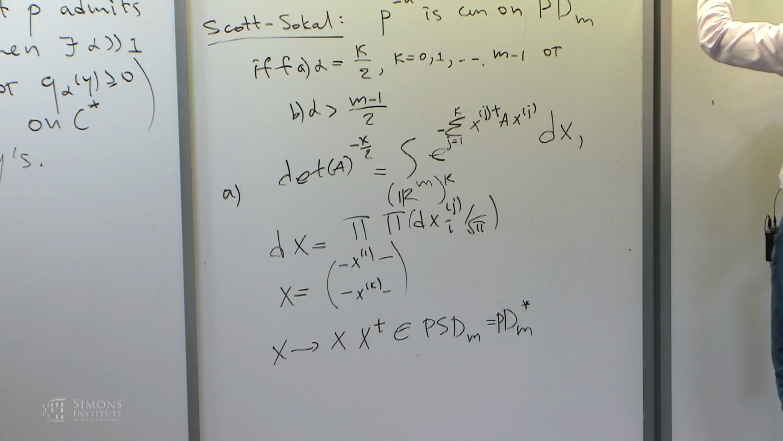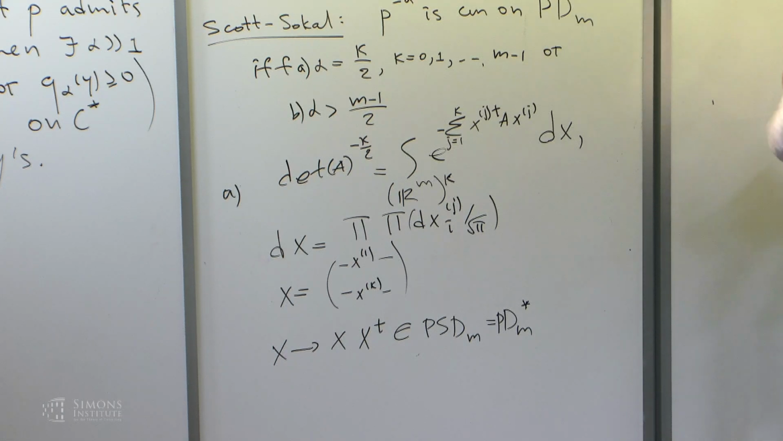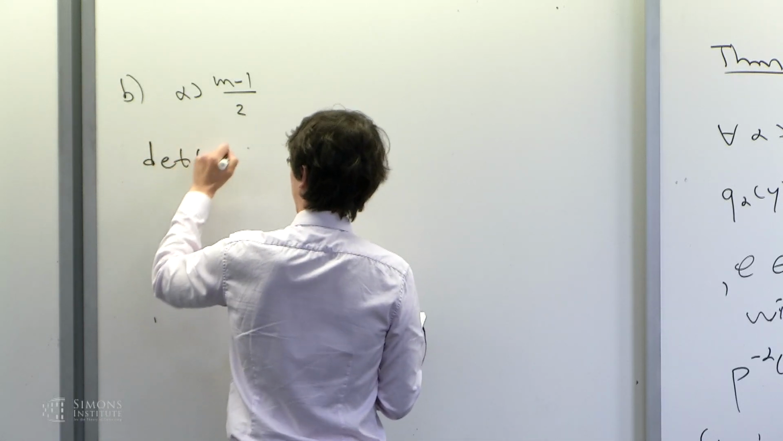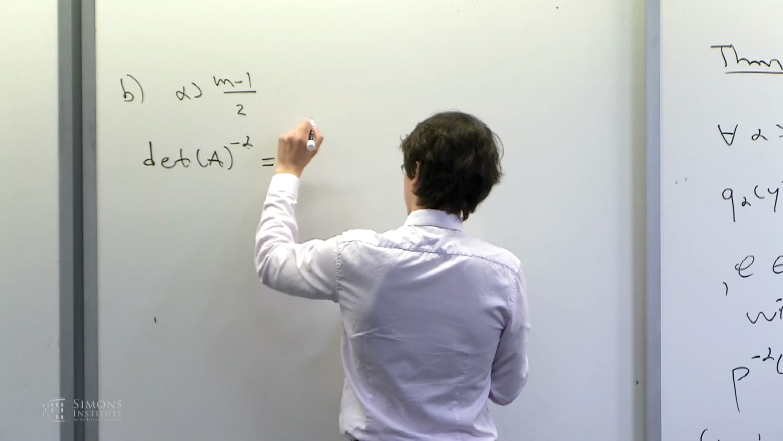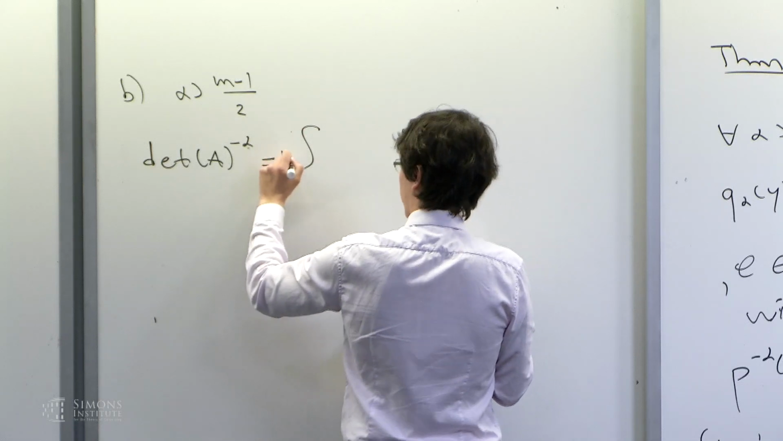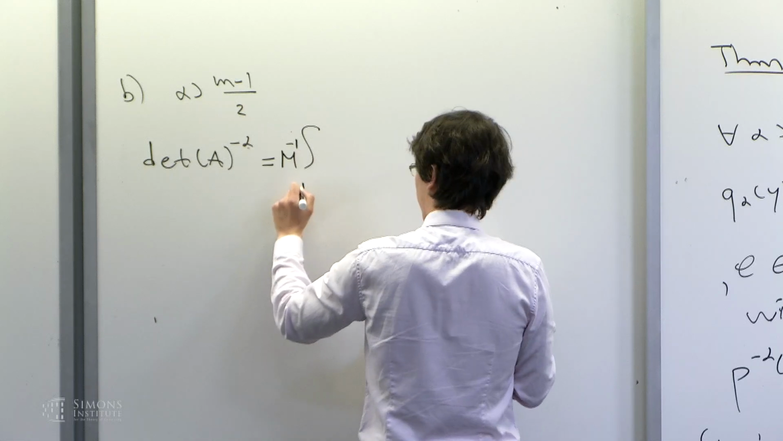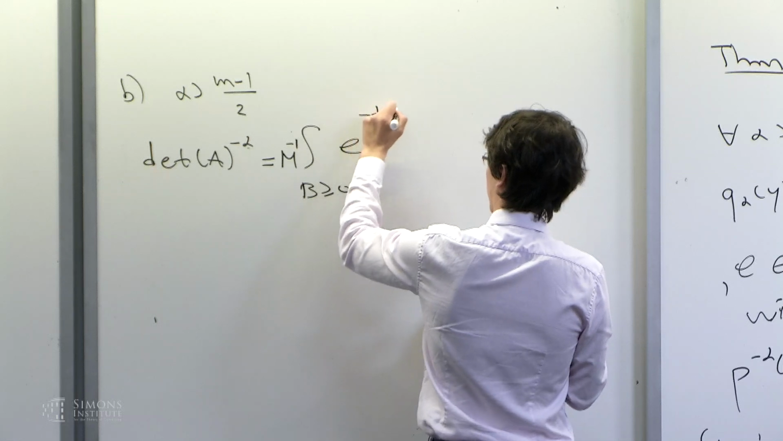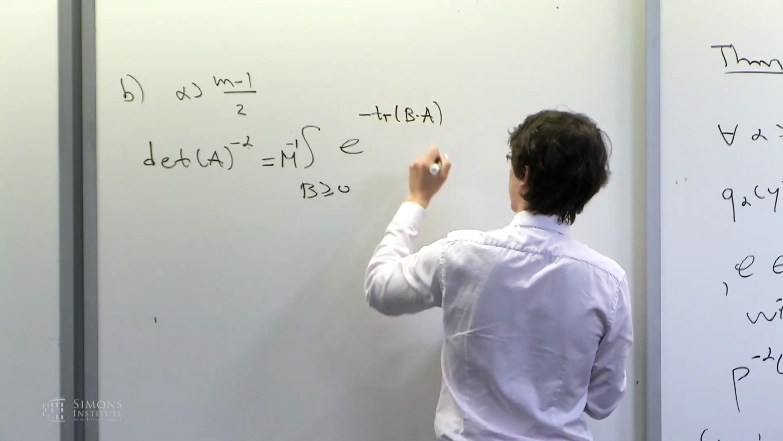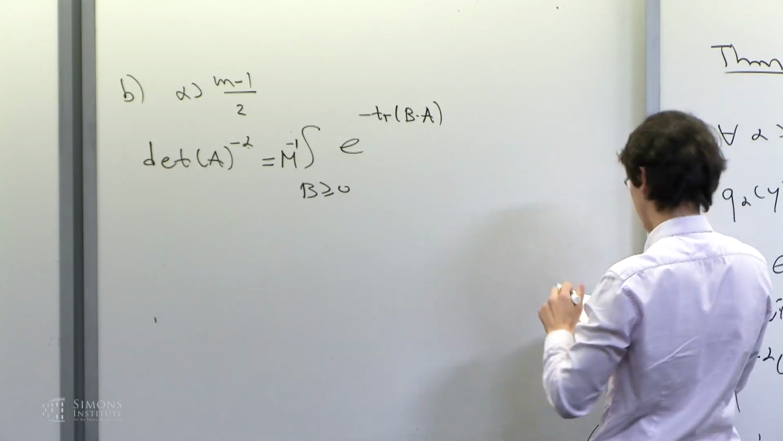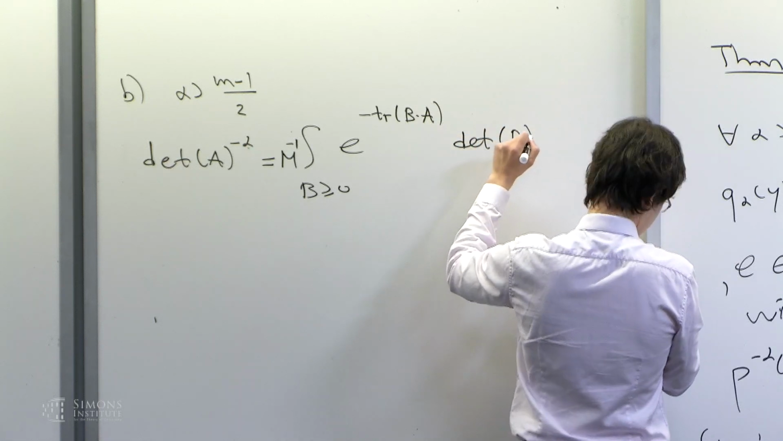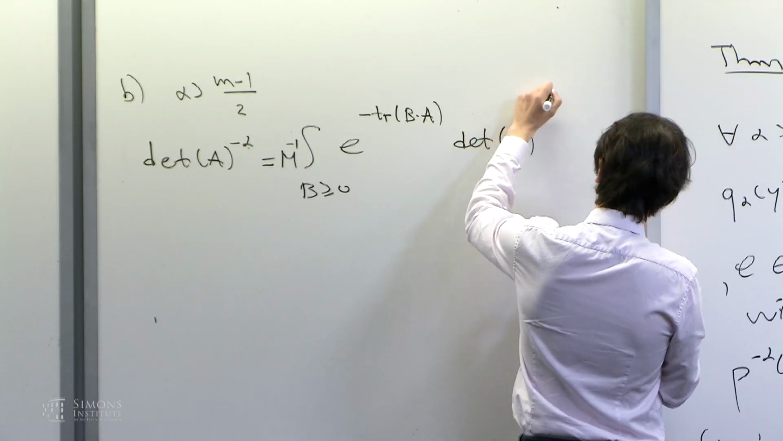Okay, and in the second case, when alpha is strictly greater than (m minus 1) over 2, my function admits the following representation. It's up to some constant that I will write later. It's an integral over the positive semi-definite cone. So my scalar product here is a trace scalar product, or a Frobenius scalar product, if you want. And the measure is given by this expression.